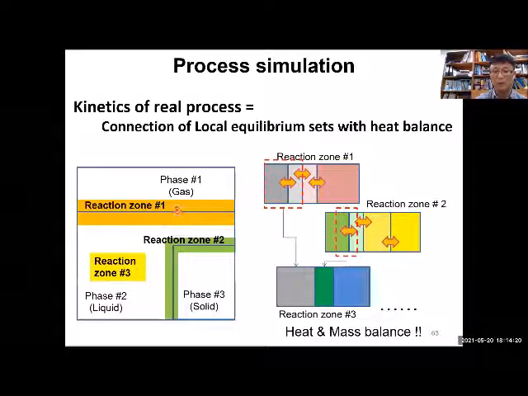And then we can connect them with the time. We can do this iteratively. Then we can show how the composition changes with the time for the entire system. That's the idea of our process simulation.